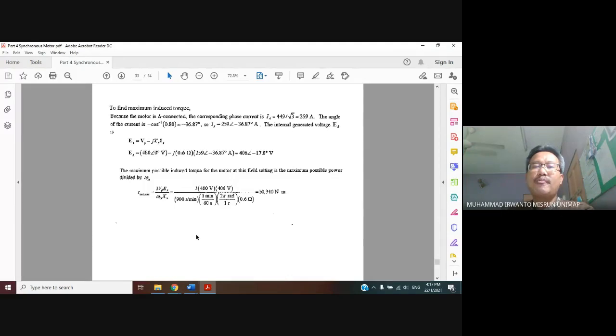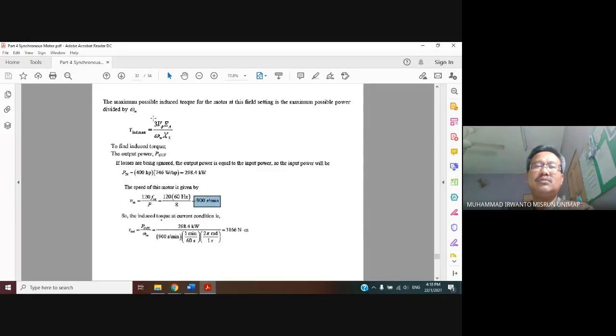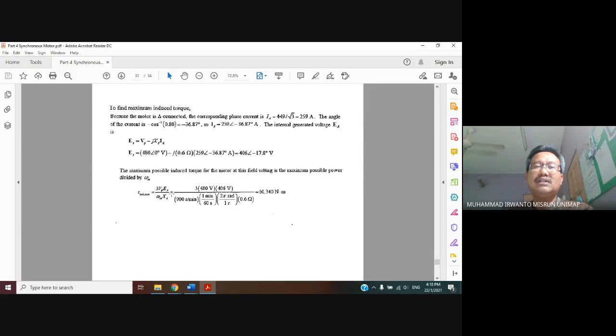Okay, and then we want to find... ini kan tadi untuk value yang apa tadi? Untuk yang EA, P-Flux, ya, yang pada frekuensi 60 Hz ini tadi ya, yang the rated. Okay, and then because the delta connected, the corresponding current IA is equal to 449 over 3, 259, ini tadi sudah ya.